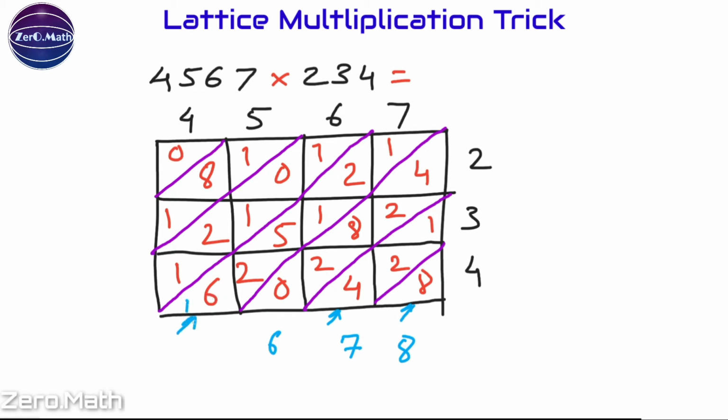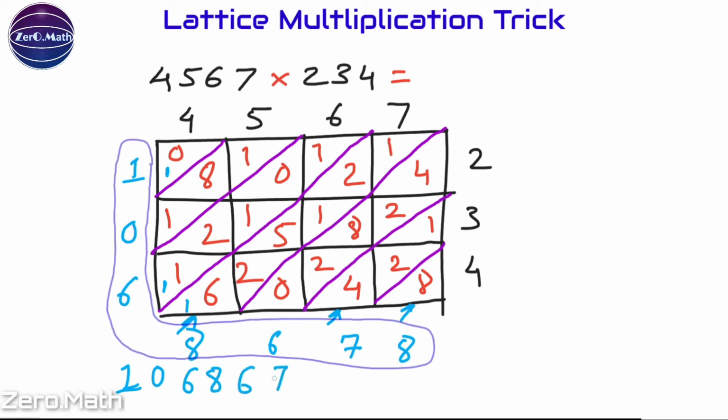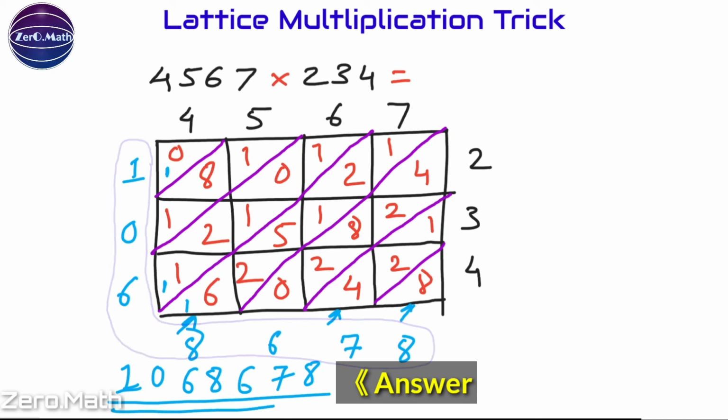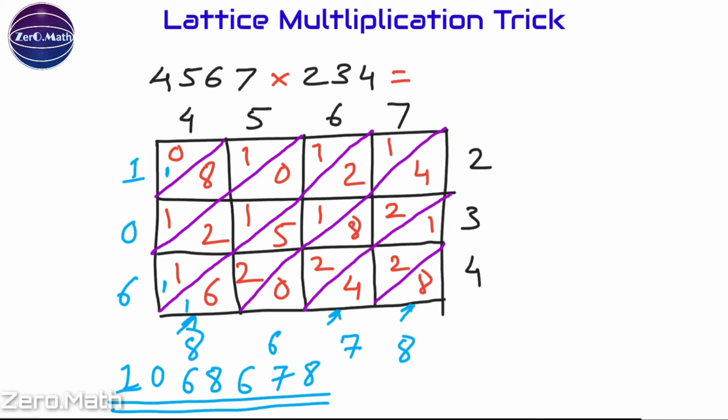So let's take the sum of the next group. 6 plus 1, 7, plus 2, 9, plus 5, 14, 15, 16, 17 and 1, 18, carry 1. So 1 plus 1, 2, plus 2, 4 and 1, 5 and 1, 6. Let's take the sum of the next group. 8 plus 1, 9, plus 1, 10. There will be a carry of 1. 1 plus 0 is 1. So we can write down our result. So 1, 0, 6, 8, 6, 7, 8 is the multiplication of 4567 into 234.